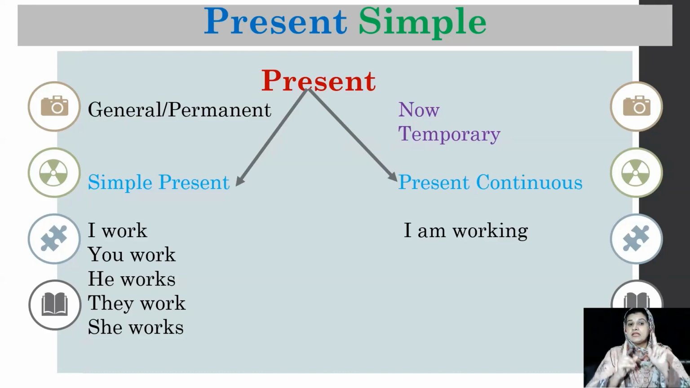Let's repeat. Simple present tense is used to show the routine, habitual and frequent work, while on the other hand, present continuous tense is used to show the work which is being done right now, at the moment when I am speaking, or the work which is being done for some time period. It's temporary. Let's move.